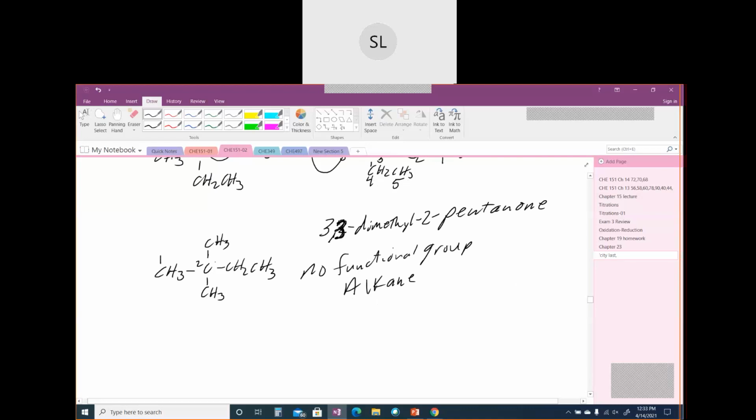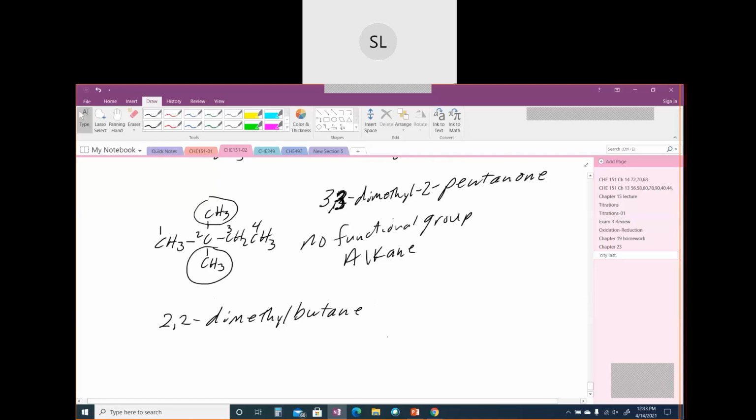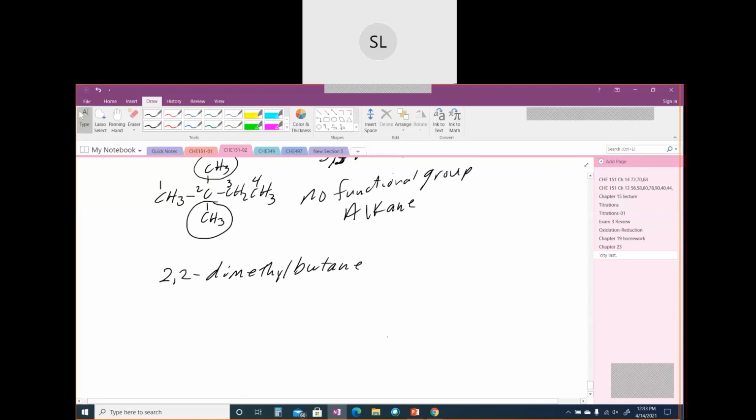And in this case, it is just as written, 4 straight across, because we want the lowest numbers for the groups that are substituted for a hydrogen. And in that case, we have a 2 methyl here and another 2 methyl here. So we have a 2,2 dash dimethyl butane. All right, 2366.